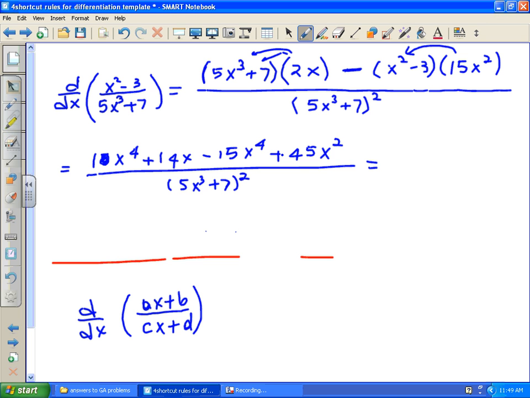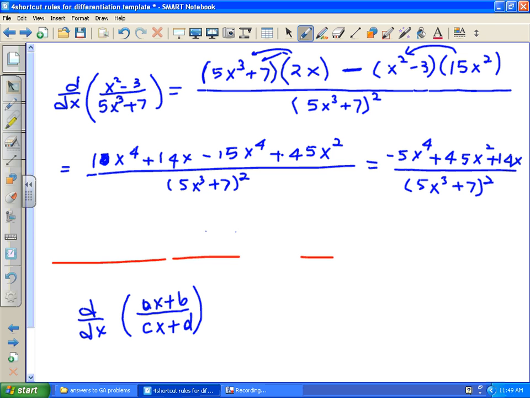Now just combine like terms. So we have 10x to the 4 minus 15x to the 4. That is negative 5x to the 4. Then we have plus 45x squared. And then plus 14x. All over the same denominator of 5x cubed plus 7 quantity squared.